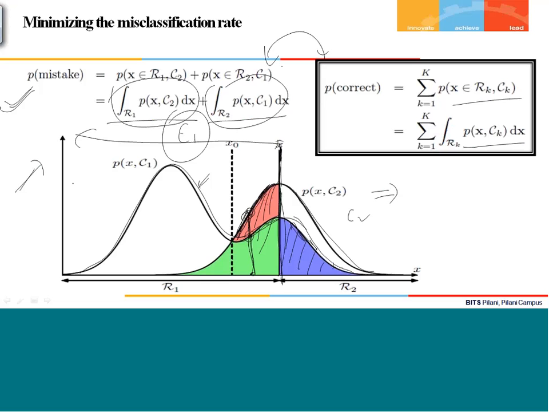Here I am minimizing the risk, and here I am maximizing the correctness. So the crux is that every time I want to minimize the risk, it means I want to maximize the correctness. I can maximize my correctness only when I assign a given point to the class with the higher probability. We'll discuss it again in some other classes, like in the next class also. Thank you.